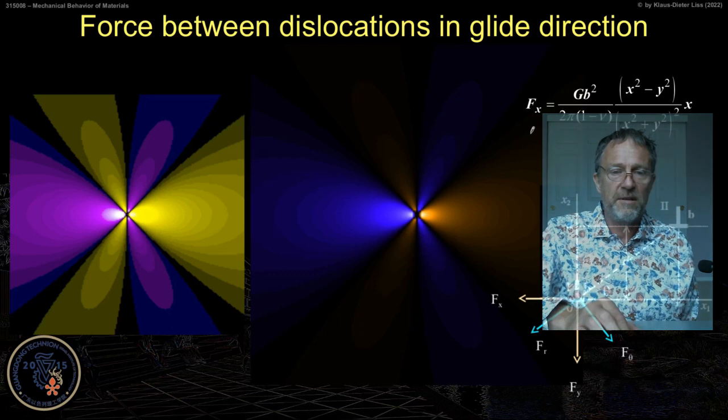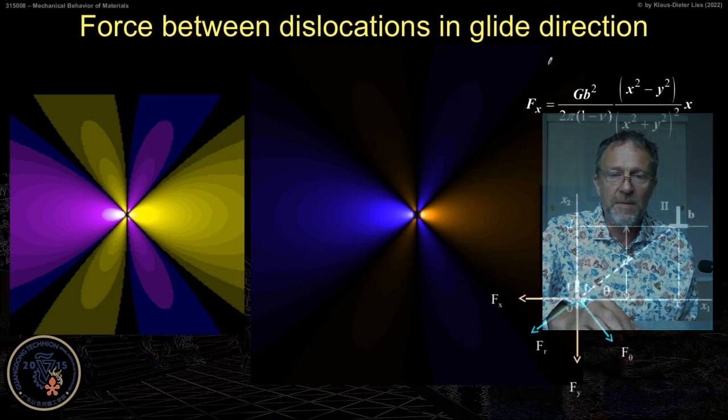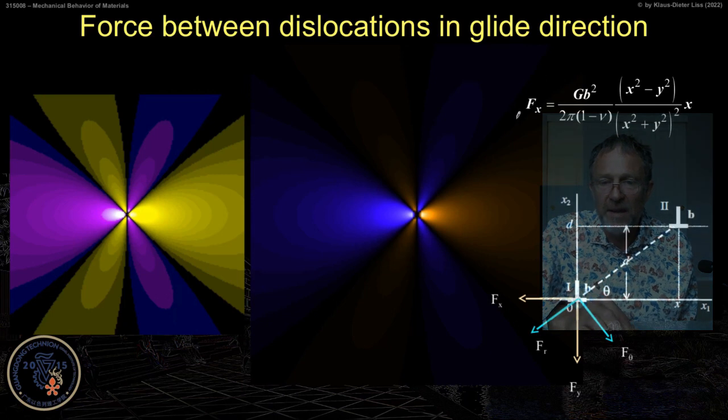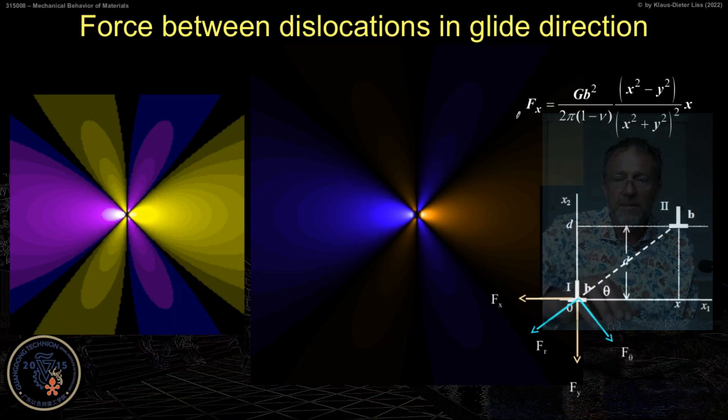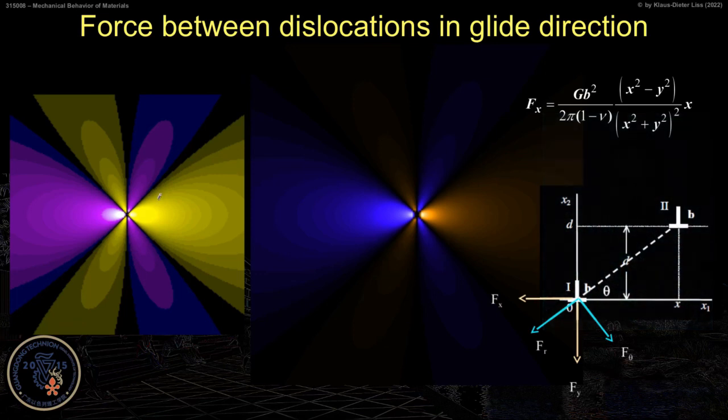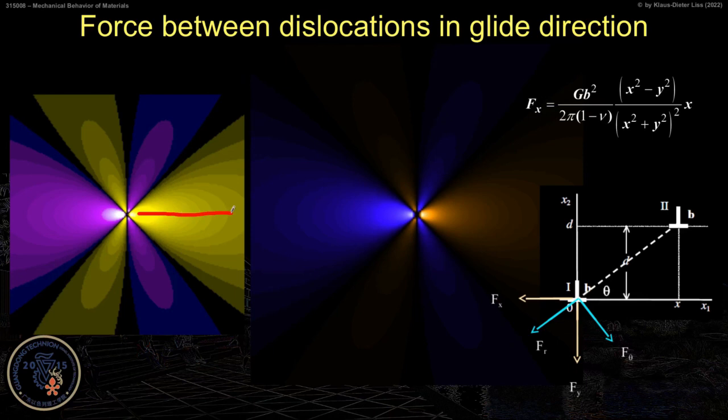Here I plotted the forces between the dislocations in the glide direction. So this is just the Fx, the glide direction. The Fy is the climb direction, if we want to climb where we need diffusion. And they plot like this. So here I have positive forces.